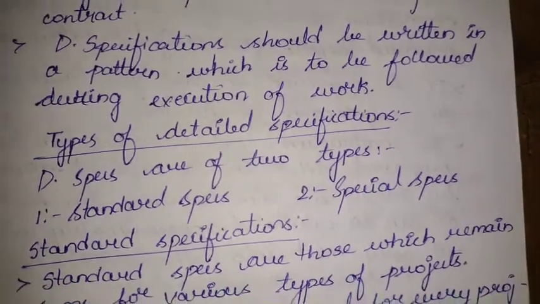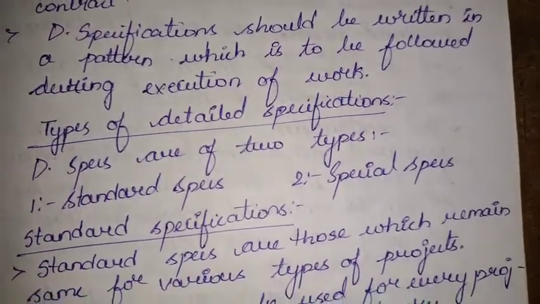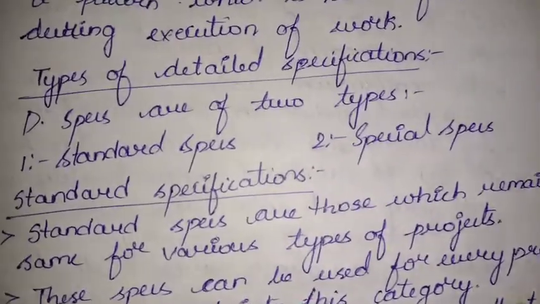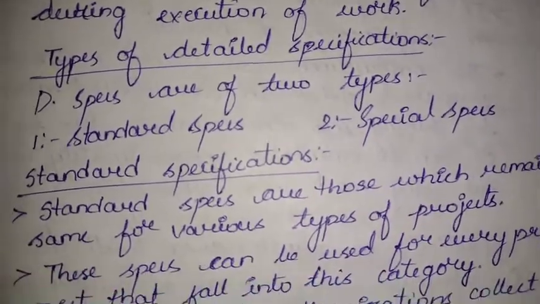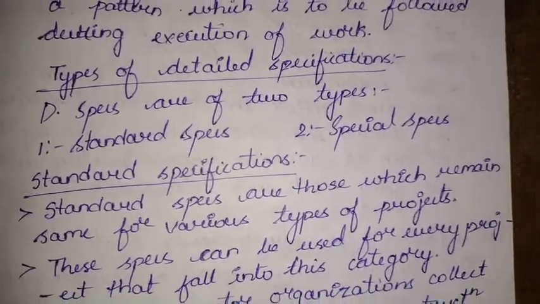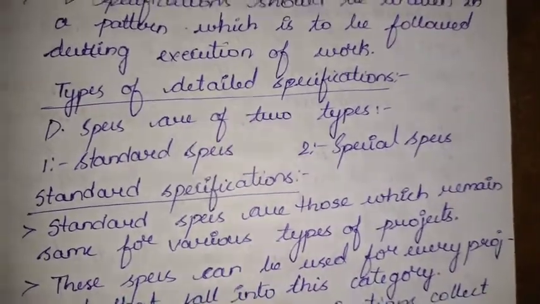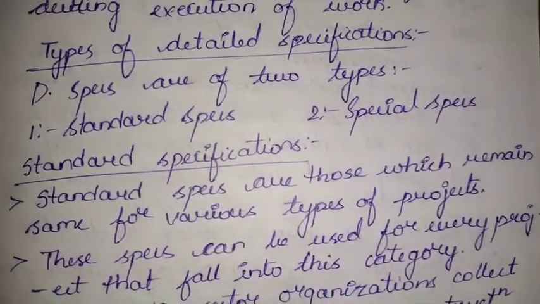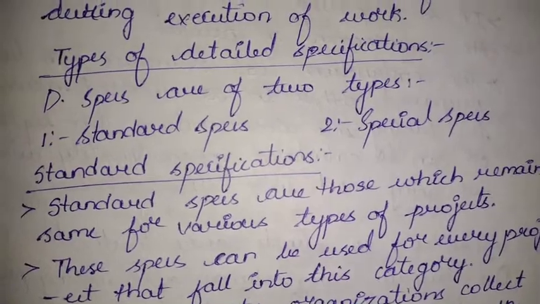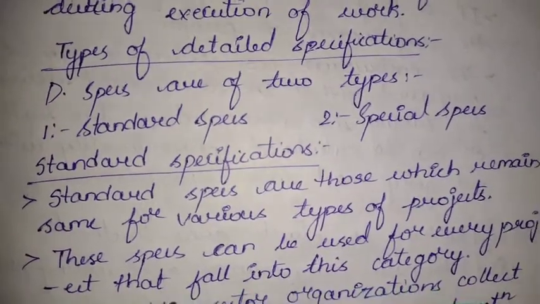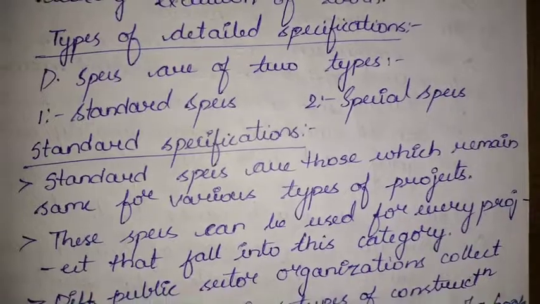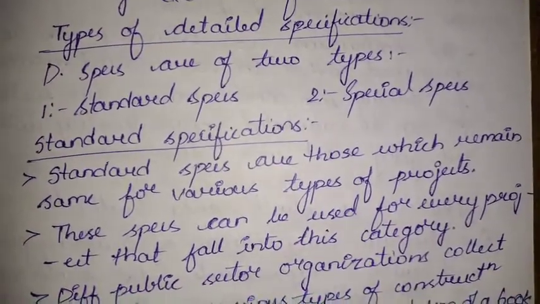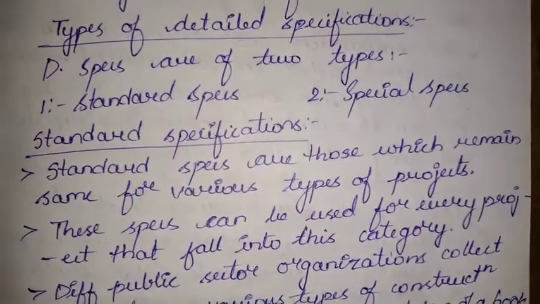Detailed specifications should be written in a pattern which is to be followed during the execution of the work. Whenever we are doing a construction work, we follow steps. First we complete the foundation, next we go to the superstructure, right? So it has to be followed in the order in which we are doing the construction or any other work undertaken. We have to follow the sequence. Next, coming to the standard specifications and special specifications, that is how these detailed specifications are subdivided.